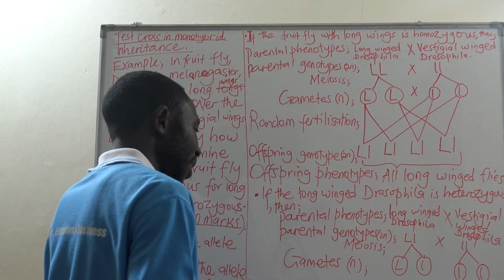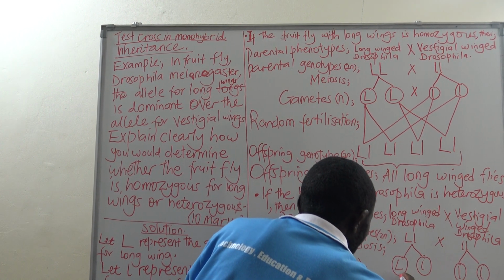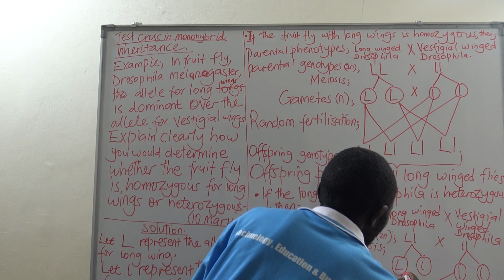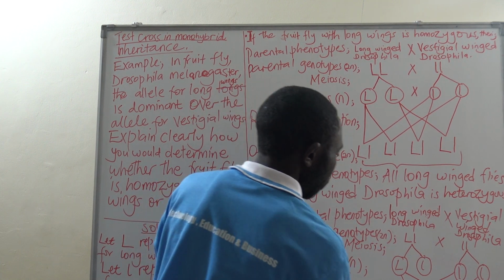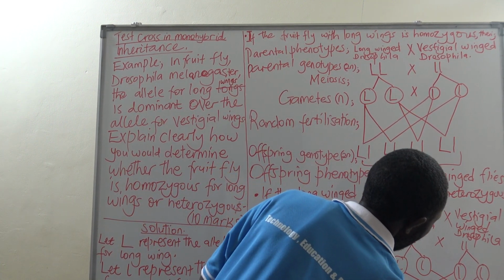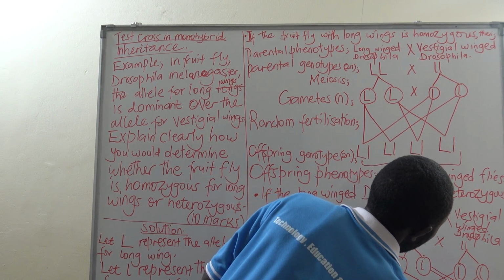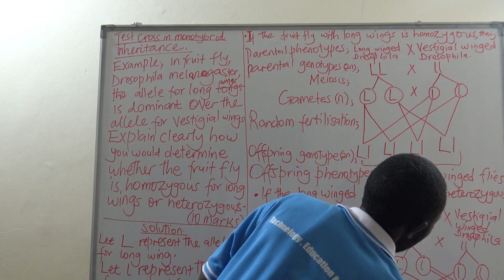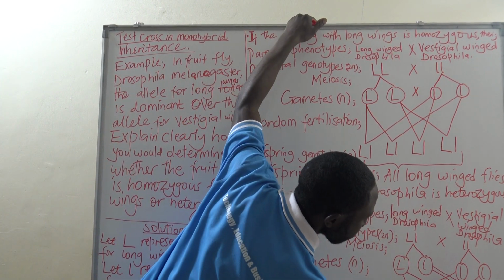Now, at fertilization, what shall we observe here? Then we can make our crosses. We can make genetic crosses as shown there. You can observe my crosses here.